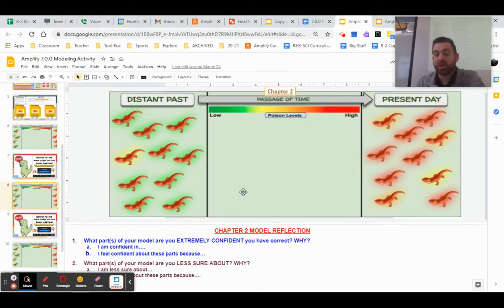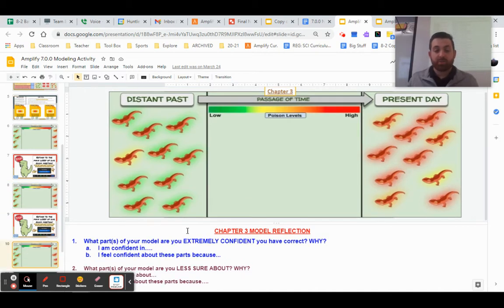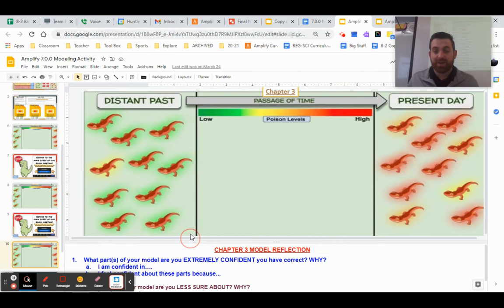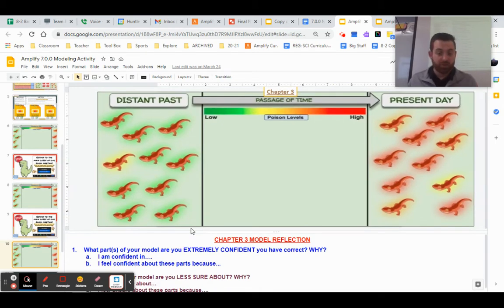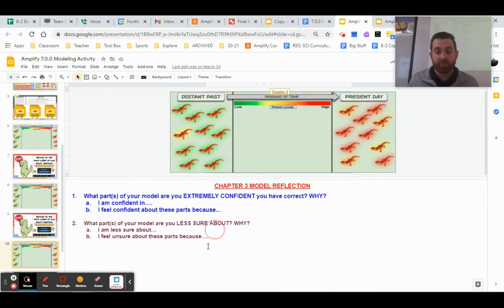We then had you create a Chapter 2 model, and you incorporated new information in here. You made fixes and changes as we learned more. And again, created a new model that some were very different, some were very similar, to help explain how we went from this low poison population to this high poison population. So today, obviously, we're going to be doing the same thing here, but now we're looking at incorporating our Chapter 3 stuff. We'll not only be putting our model in here, but obviously completing our reflection in the very bottom.